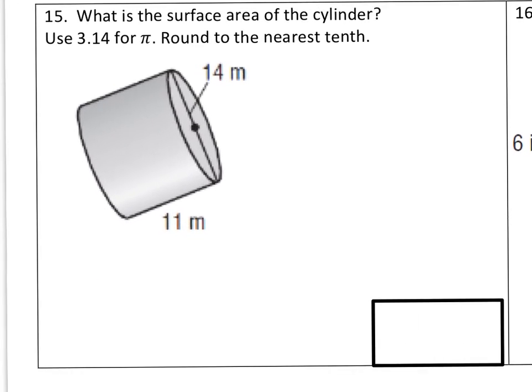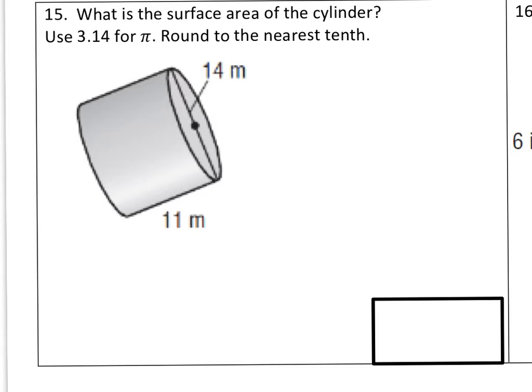Ooh, now we're talking about surface area here. Surface area, what is the formula for that? Find the surface area of the cylinder. Well, surface area is equal to the perimeter of the base times the height of the prism plus 2 times the base area.